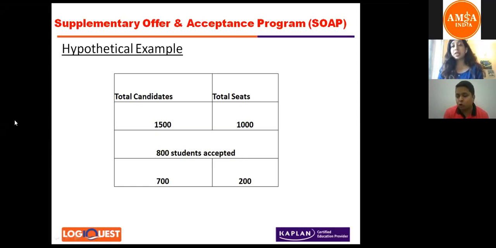Now, for those who do not know, there is something called a J1 waiver program. What is a J1 waiver program? Instead of coming back to India, you stay back in the US, but you will have to work in the underprivileged rural areas of the US. Okay.